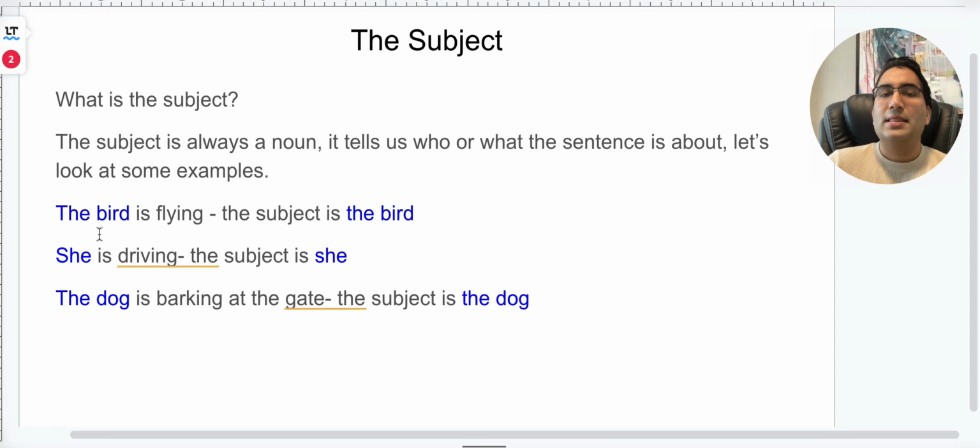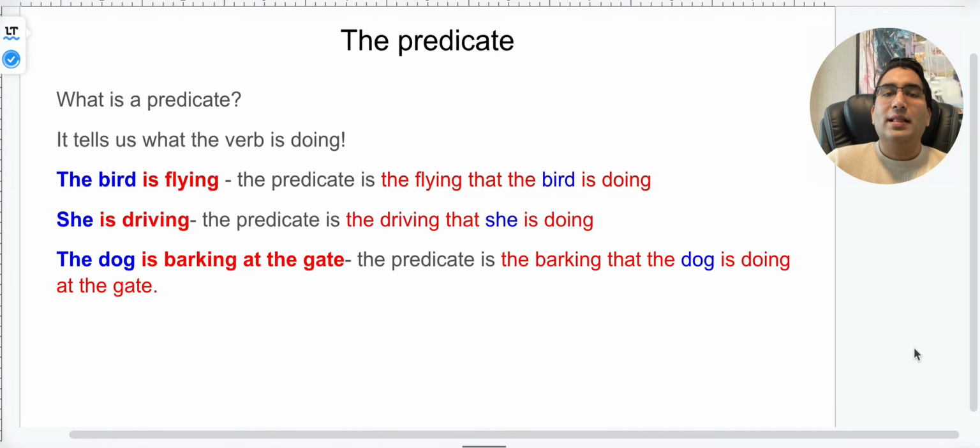Now let's look at the subject in slightly more detail. If we say "the bird is flying," what is the subject? It is the bird. Again, the person, the animal, the main star of the sentence. "She is driving." She is the subject. "The dog is barking at the gate." The subject is the dog. All right?